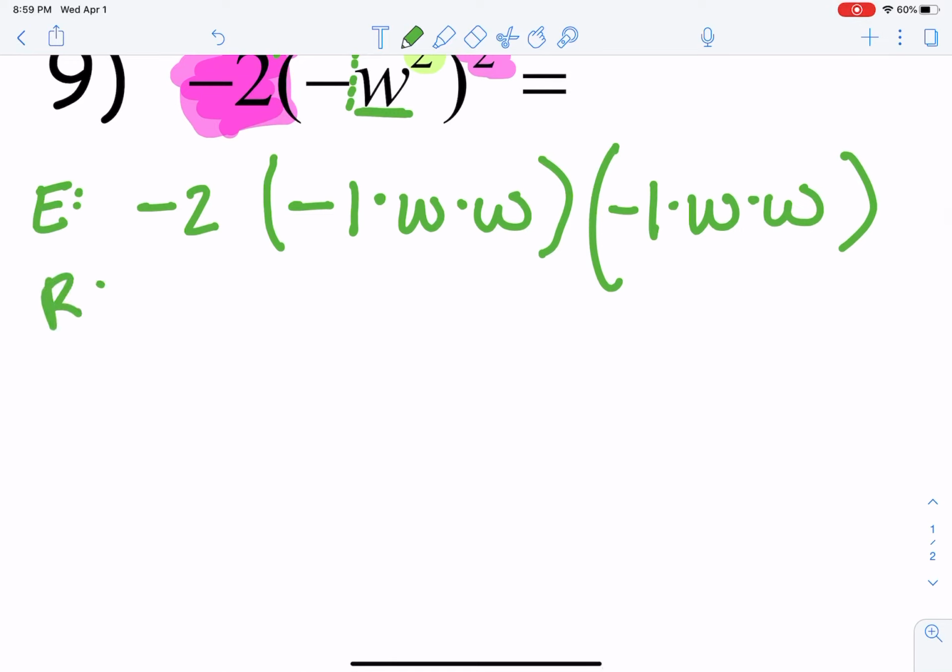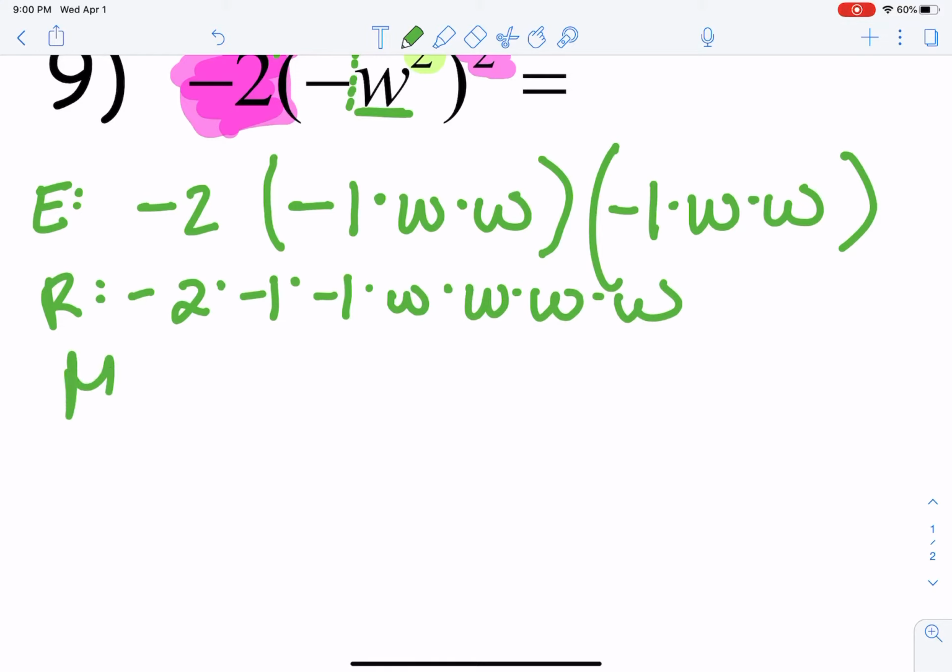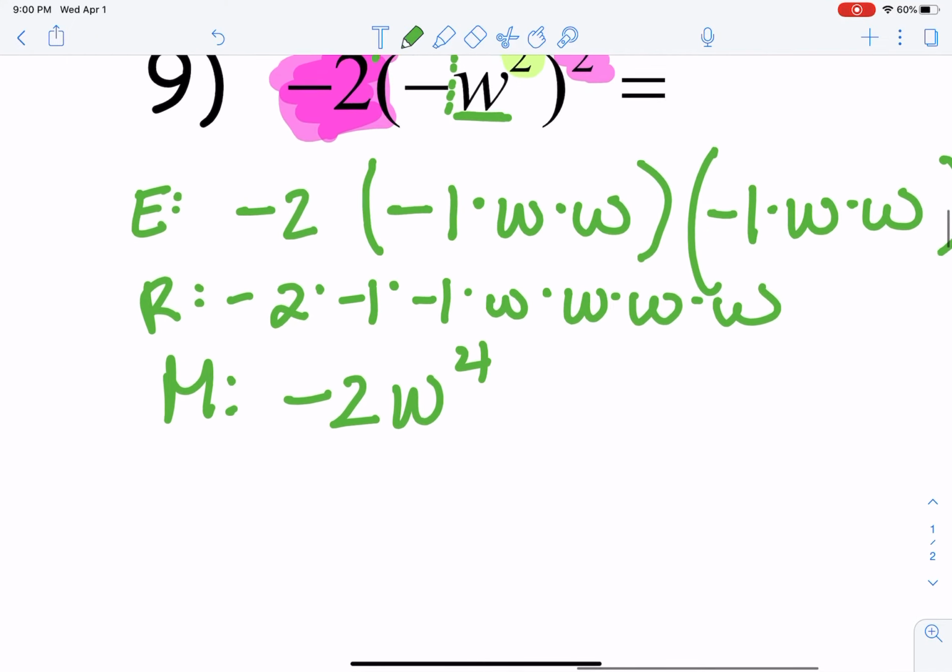Let's go ahead and rearrange it. Bring our numbers to the front, and then our variables. Okay, so once again, a negative times a negative is positive. So -2 times -1 is +2. +2 times -1 is -2. And then I have 4 W's. So W to the power of 4. All right, so that's number 9.